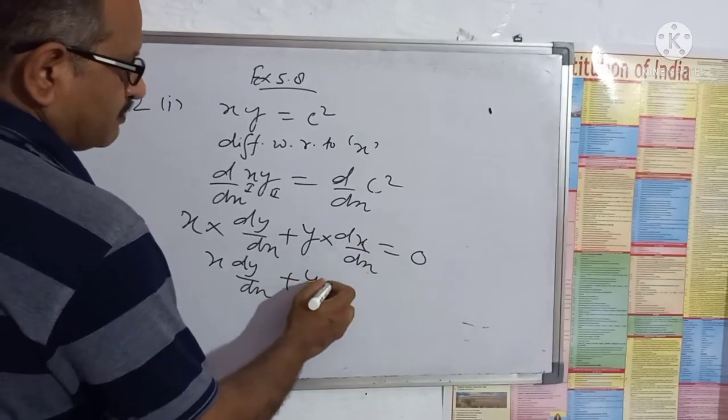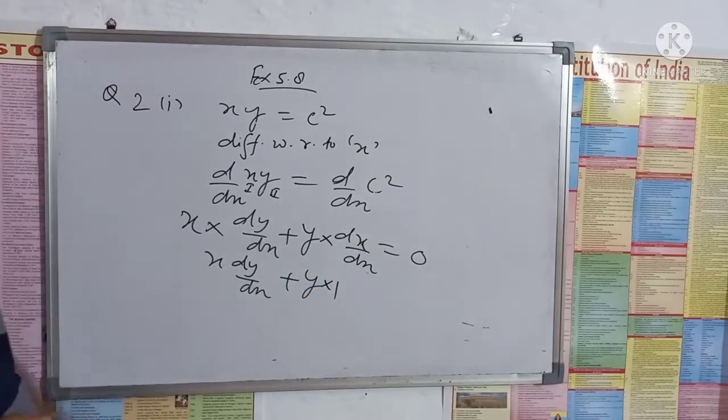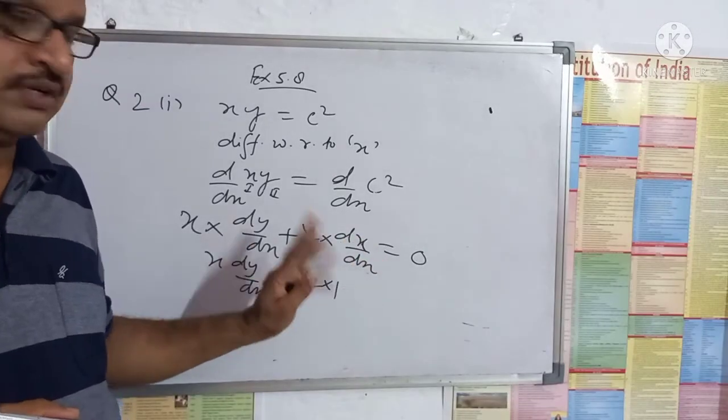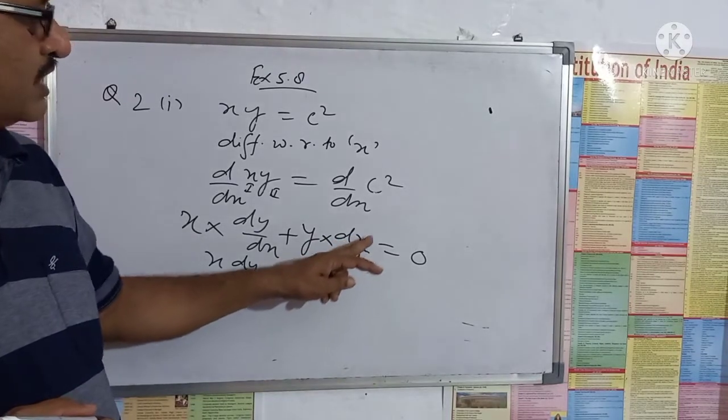x dy by dx plus y. Derivative of x with respect to x is 1. So dx by dx is 1.